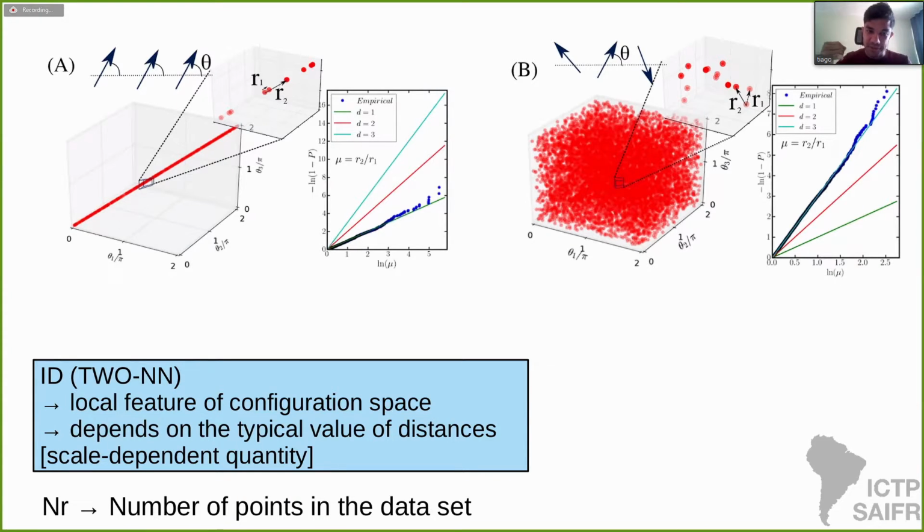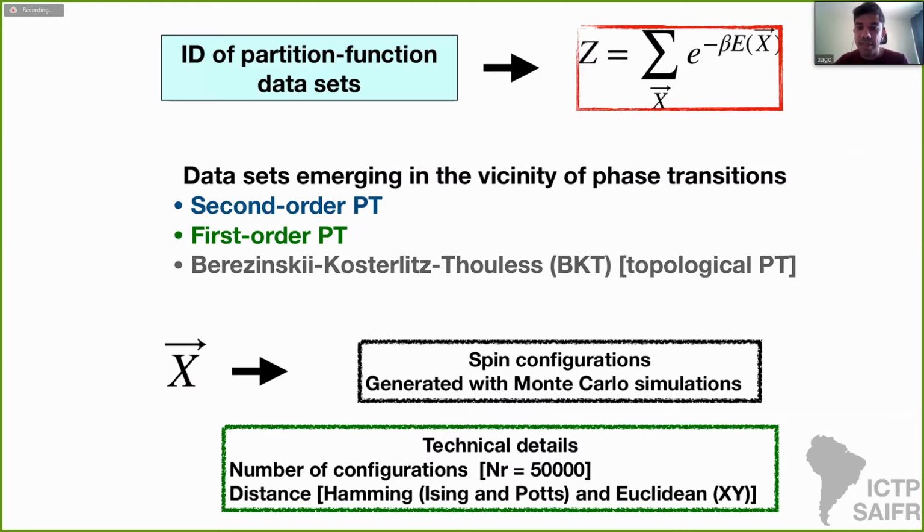Okay. So in other words, it's a scale-dependent quantity. Basically, the number of points in my data set affects the intrinsic dimension, because if I put more points in my data set, I change the scale where I'm probing the intrinsic dimension. But this is a bit of technical detail that is important to understand the results, but at this point we can go on. And let me show the results.